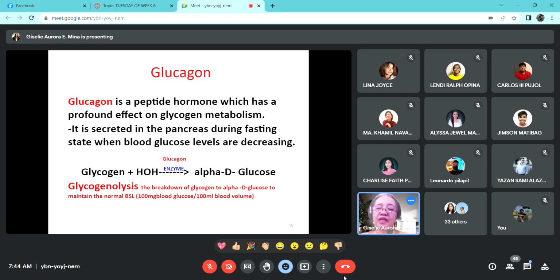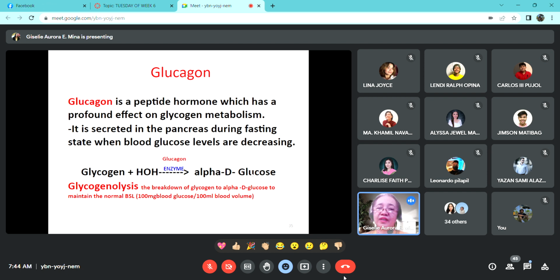So it is your glucagon that will initiate the enzyme to withdraw glucose from your stored glycogen. This is also the reason why there are some victims, for example of earthquakes, who were trapped for 1 week or more than 7 days, but they were able to survive without eating anything because of glucagon, especially if you have a lot of stored glycogen in your muscle. So your glucagon will initiate the enzyme to withdraw glucose from the stored glycogen to maintain the normal blood sugar level.